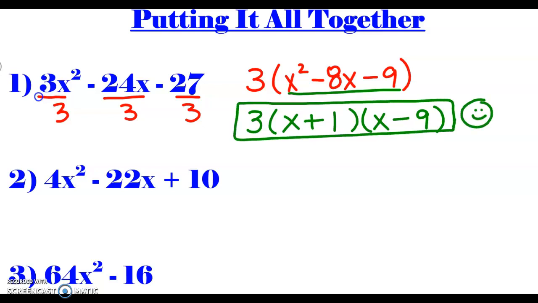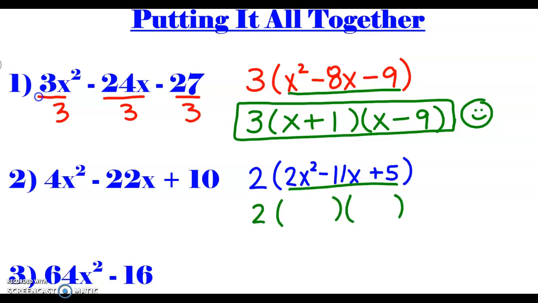Number 2, I can look and see the greatest common factor would be 2. If I bring out a 2, I have 2x squared minus 11x plus 5. So I look at what's left behind. That is a slide and divide. So I'd have the 2 hanging out in front of my slide and divide. So let's see here. 2 is going into the end, so this is going to be a 10. So what multiplies to give me 10 and adds to give me negative 11? It's going to be x minus 10, x minus 1.